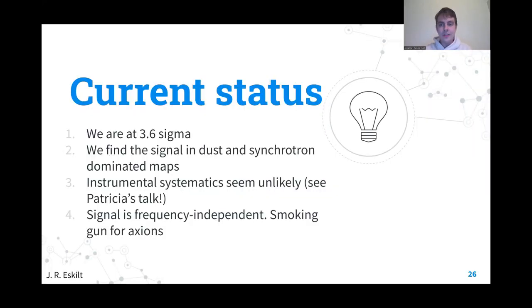And that is the current status. In the past 3 years we have gone from 2.4 to 3.6 sigma. We are finding the signal in both dust and synchrotron dominated maps. And instrumental systematics seem unlikely. You should watch Patricia's talk. She has done a lot of great work on exactly this for the HFI maps. And the signal seems to be frequency independent, which means that if this is cosmological, it is very likely to be an axion-like field that couples to electromagnetism.